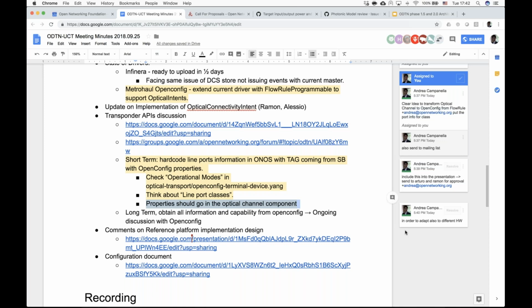I agree, and I consider it should be attached to the port as an attribute of the port, and Arturo thinks it should be part of the optical channel. It's also a possibility, but I don't see how it fits in the model. Anyway, we need to take this discussion maybe offline, but it requires digging in the OpenConfig model. Yeah, I agree with Arturo. That's my point of view.